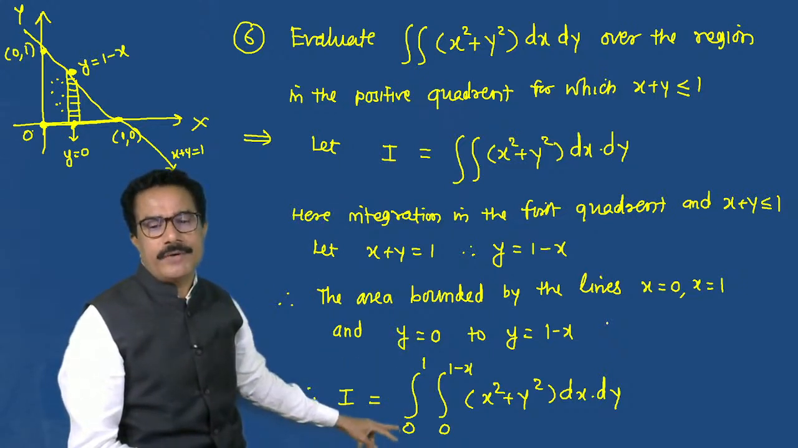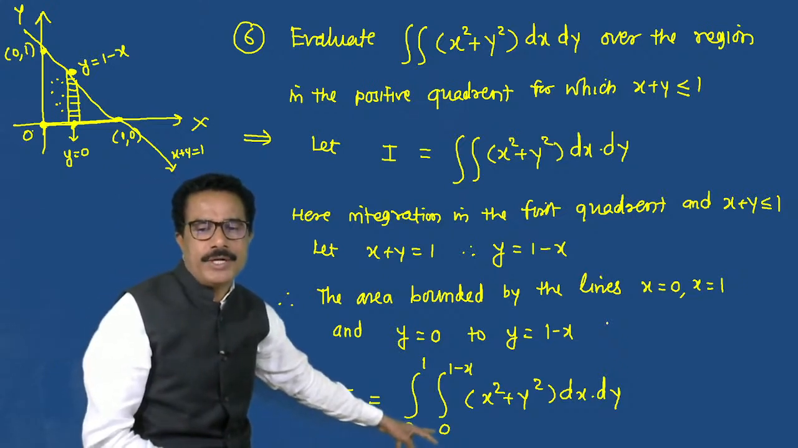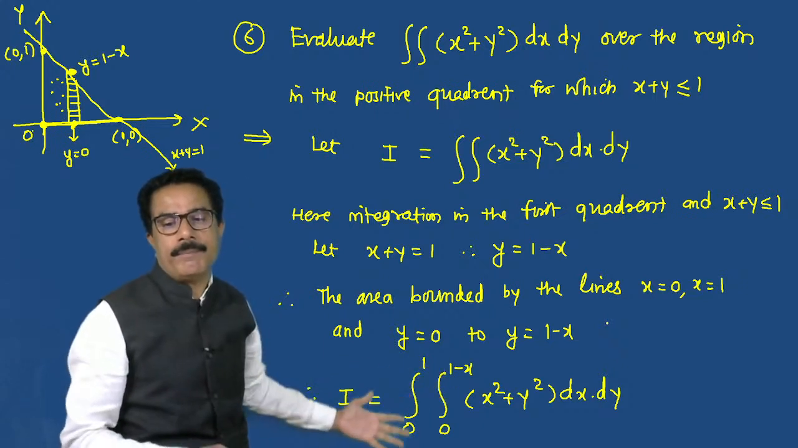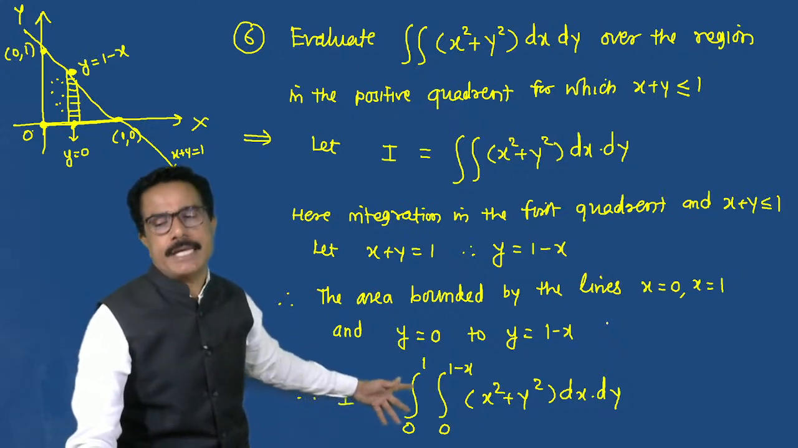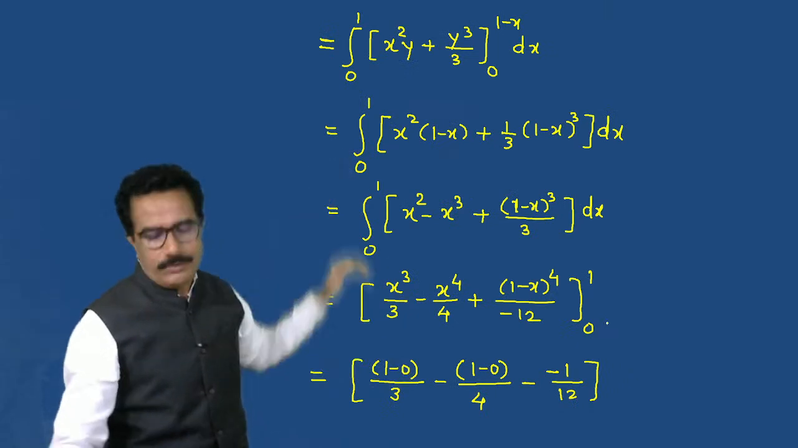This is the first on x axis, and this is the vertical strip. Lowest point of the vertical strip is 0, second 1 minus x, of x square plus y square dx dy. Now we can solve this integral. आता लिमिट्स फिक्स झाले. यहाँ पे देखो we have fixed the limits, so we can calculate the integration now.